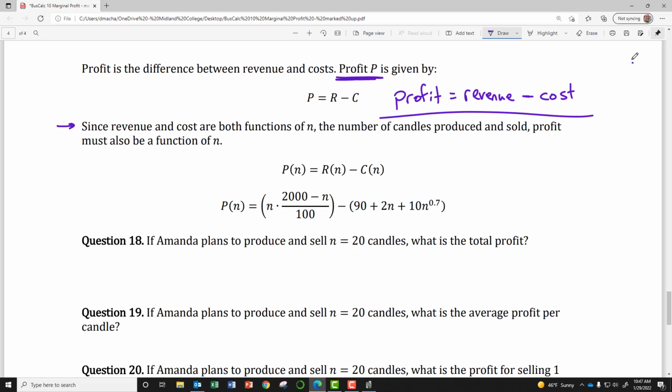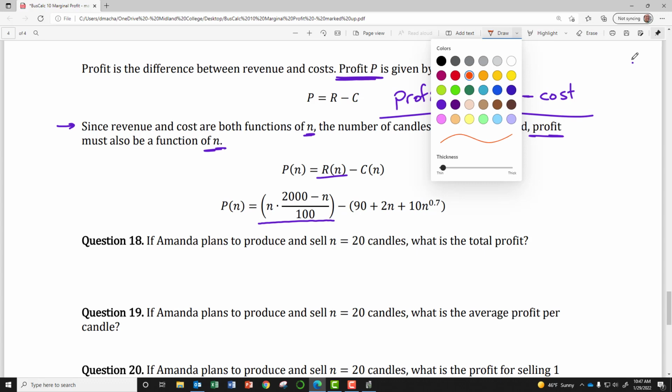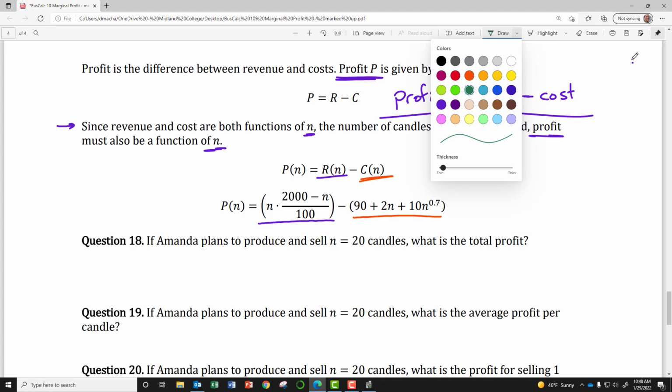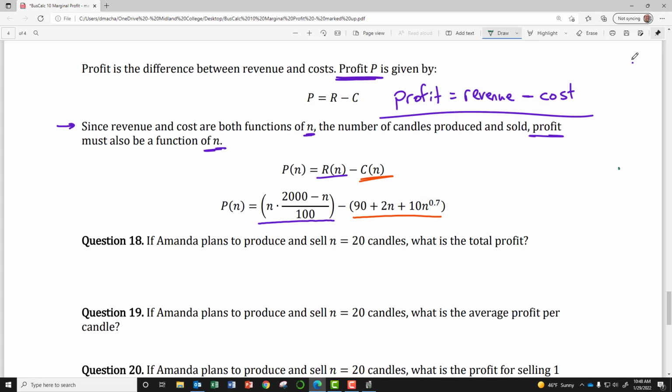Since revenue and cost are both functions of n, which we've seen before, the number n is the number of candles that we produced and sold. Then profit also has to be a function of the number of candles produced. So profit is a function of n, because both revenue and cost are now just functions of n. And so I plug in the function for the revenue that we've been using, and the function for the total cost we've been using, which is C of n. You can rewind the video if you need to see how we arrived at that formula.